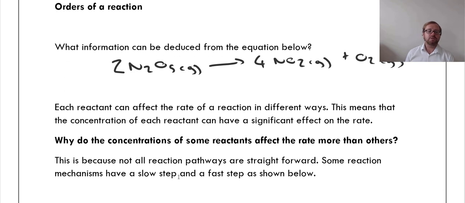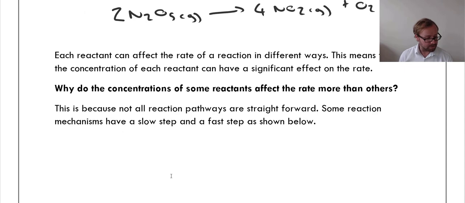And why is that? Why do the concentrations of some reactants affect the rate more than others? Well, it's because not all reaction pathways are straightforward. Some reaction mechanisms have a slow step and a fast step, as shown below. So if we take this example up here, I can actually draw a reaction mechanism. A reaction mechanism shows us the individual steps of the molecules going from their reactants to how they form the actual product. So my first step is actually using N2O5.